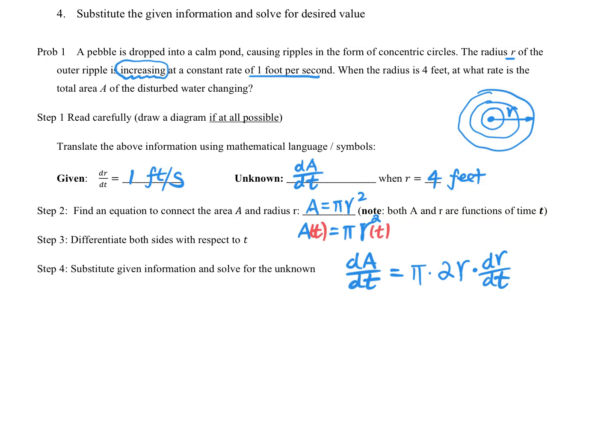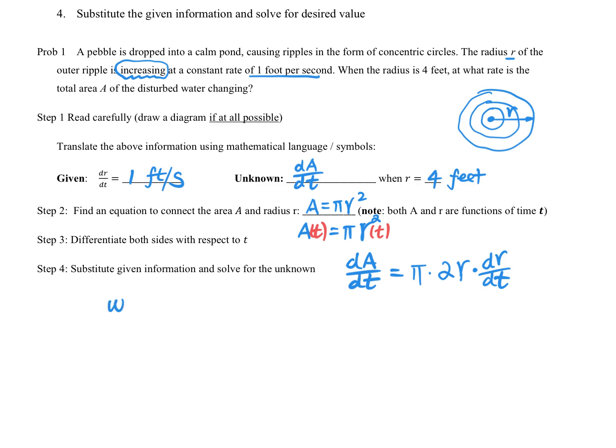Now, let's take a look at what we know. We do know dr dt, so therefore we do know this piece of information. And we want to find the dA dt when r is 4. So we just need to substitute the given information into this new equation to find the dA dt.